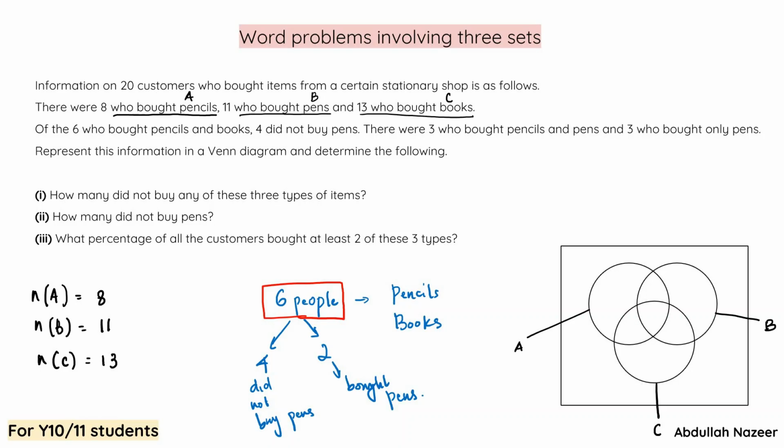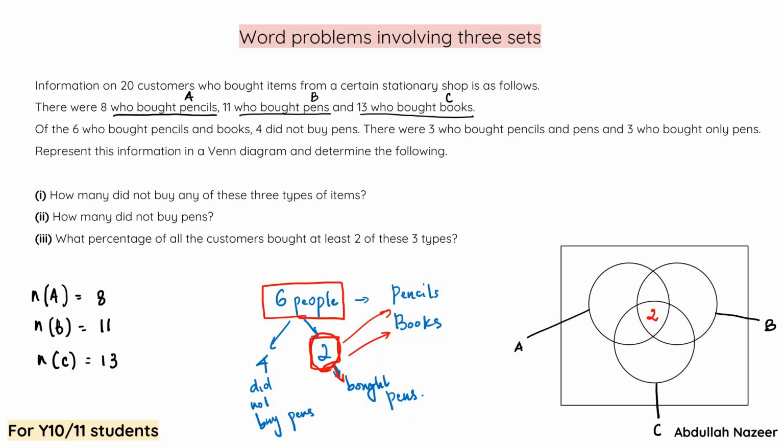Which means that 2 bought pens and also bought books and pencils. So those 2 people are the people who bought all 3 of them. Which means this 2 will fall over here, right in the middle, because that's the region that belongs to the set A intersection B intersection C, which means people who bought pencil, pen, and book.